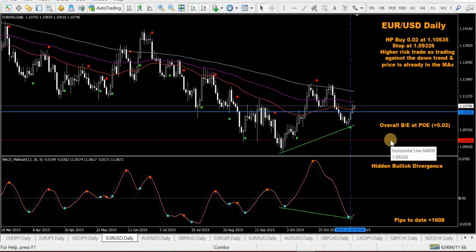Got a stop in place down here. We're not doing a great deal, but we're in the money. We've got a few pips in the bank with the Euro USD.